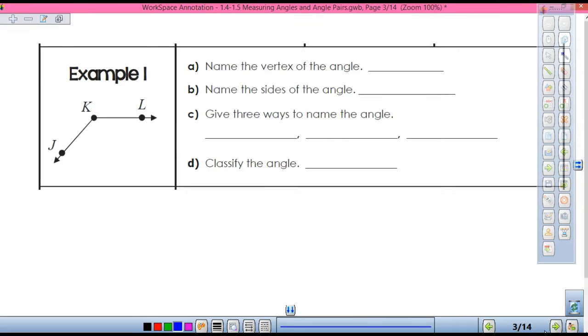Okay. So what's the vertex of this angle? Point K, yeah. Okay, the sides would be, I'm going to give you a hint, you go with the vertex as your first letter. So I heard KL as one. Oh, the other one would be KJ, yeah.